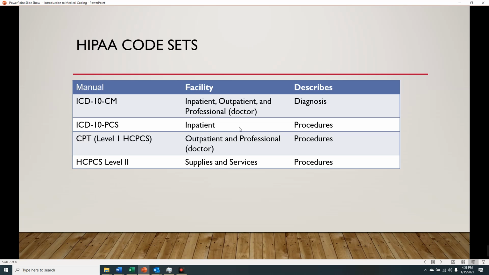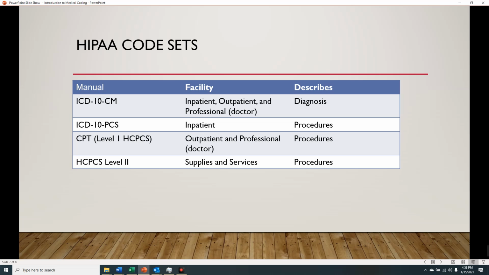All right, so I just wanted to put a quick table together so you understood exactly which manual was for which facility and what it described. Again, everything for diagnosis purposes is going to come from our ICD-10 manual. It's for everything: inpatient, outpatient, professional coding, facility coding. Anytime you see diagnosis, you're going to grab your ICD-10-CM manual.